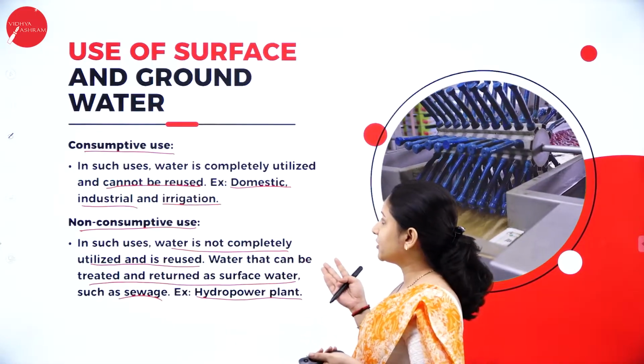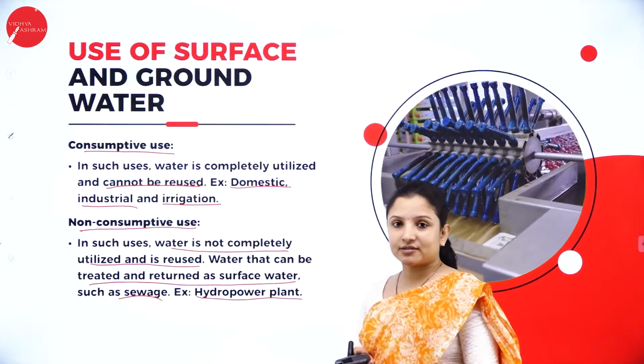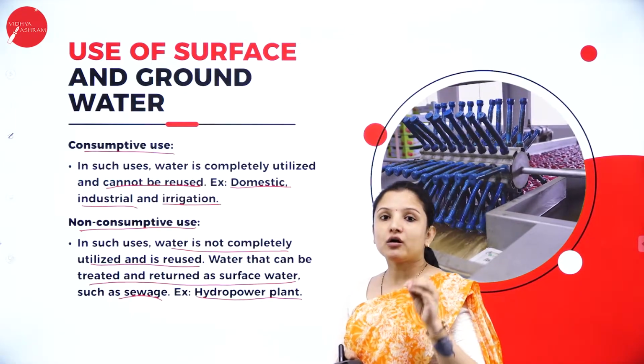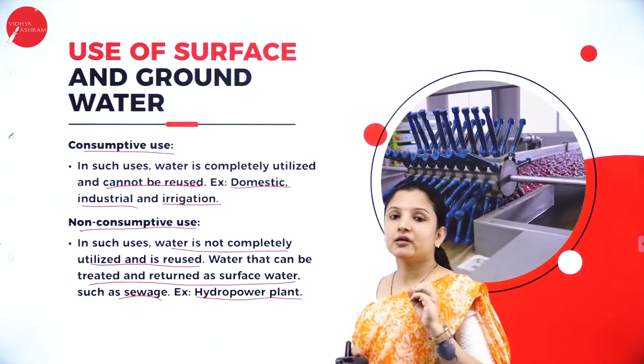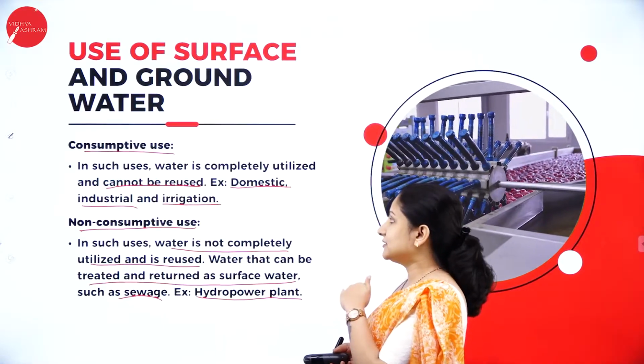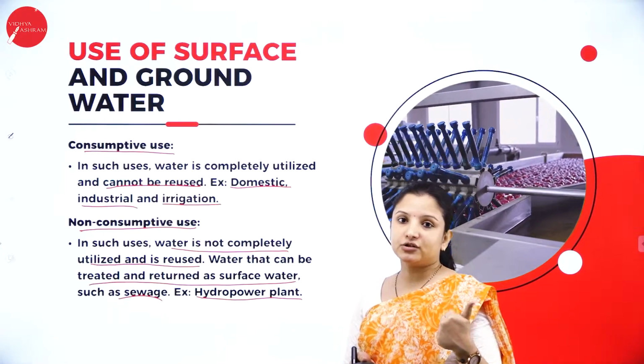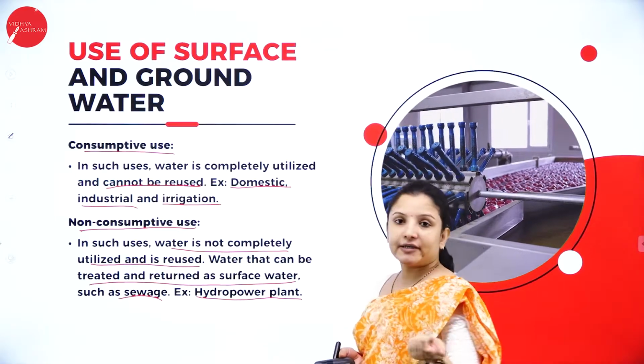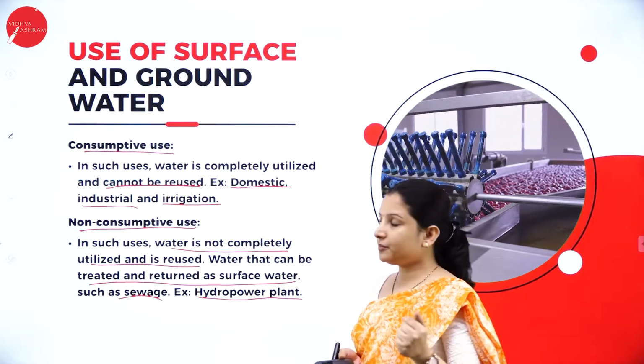So what is consumptive use? Here, once the water is completely utilized, you cannot reuse it back. It cannot be renewed back. So that is consumptive use. Examples: water that is used for domestic purposes, for industrial purposes and for irrigation purposes.